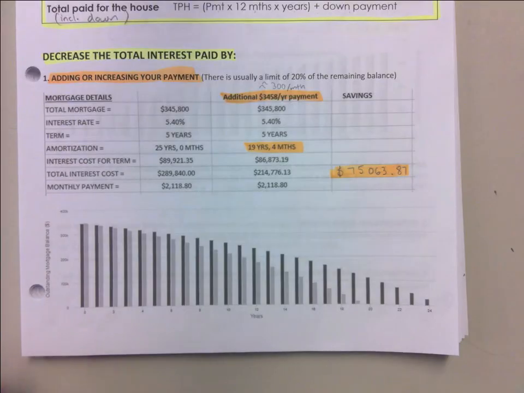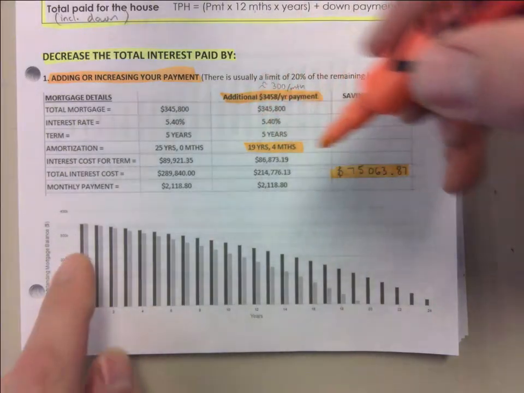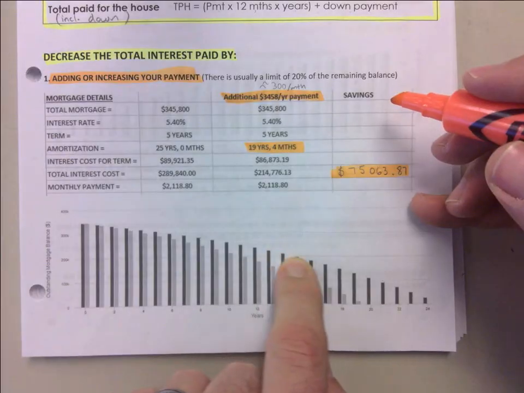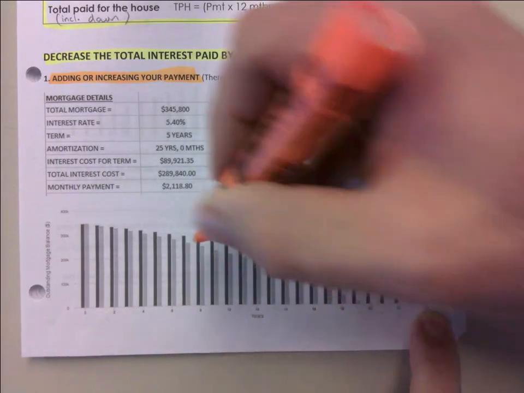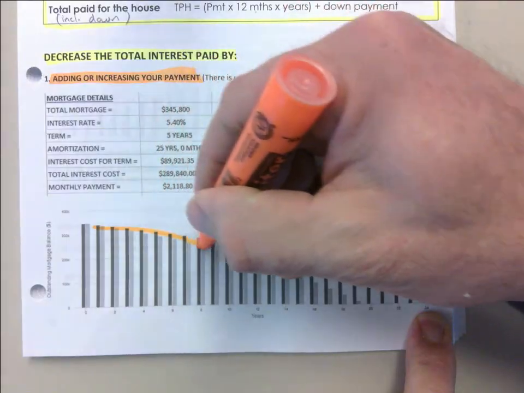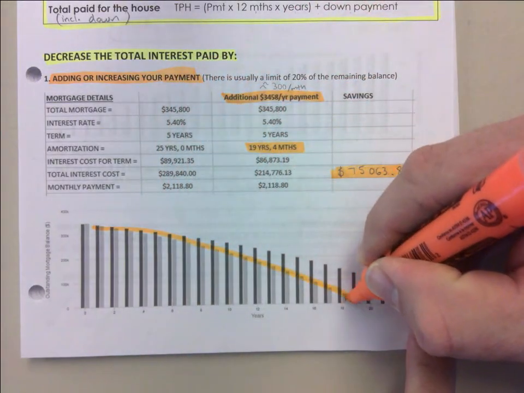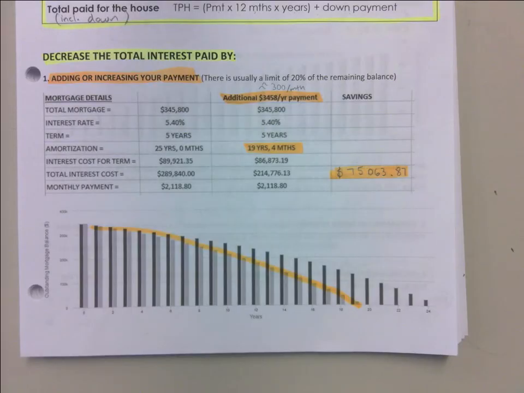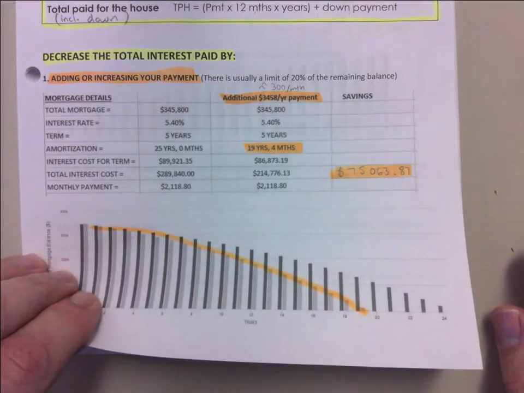So you can actually see here on this graph down here, this is the original mortgage where you get to 0 at 25. Then you have, this is your new mortgage where you're done in 19 and a half years. Hello? Okay. All right, keep going.